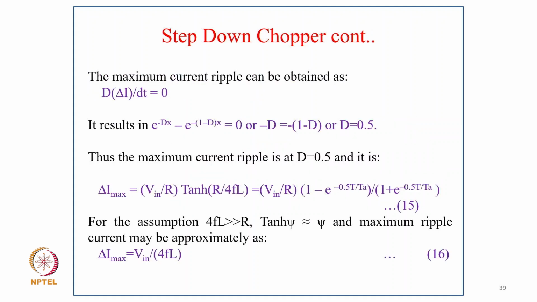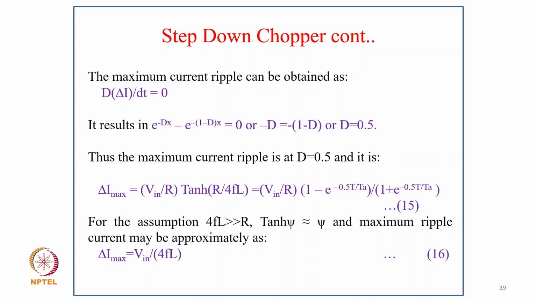Now coming to the maximum ripple current relation, we can take a derivative of this ripple current with respect to d. So it results in e to power minus dx minus e to power minus (1 minus d)x into x equal to 0, or minus d equal to minus (1 minus d), or d equal to 0.5. Thus the maximum current ripple will be at d equal to 0.5, and delta I max equal to V upon R into tanh in bracket R upon 4 f L, or that becomes V in upon R in bracket (1 minus e to power minus 0.5 T upon Ta) divided by (1 plus e to power minus 0.5 T upon Ta).